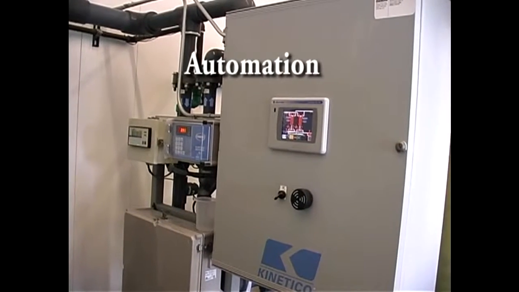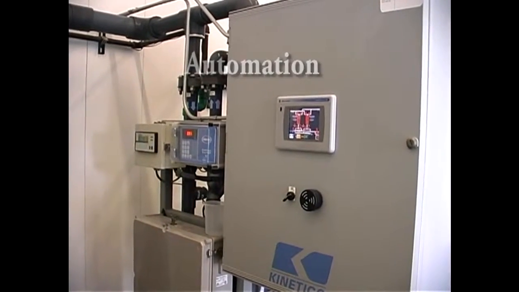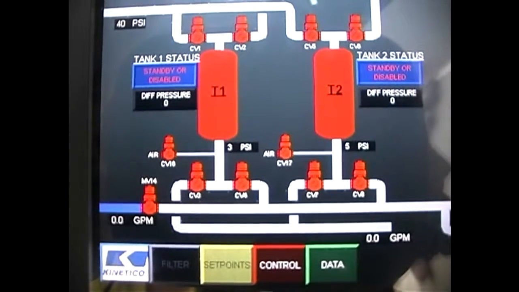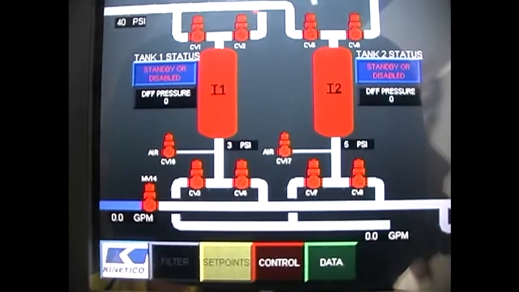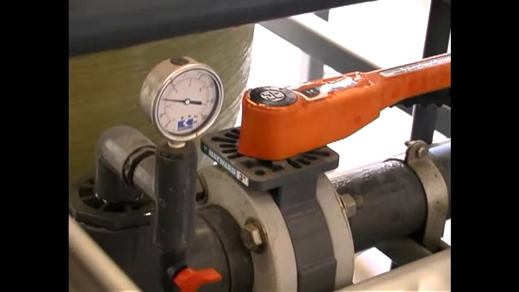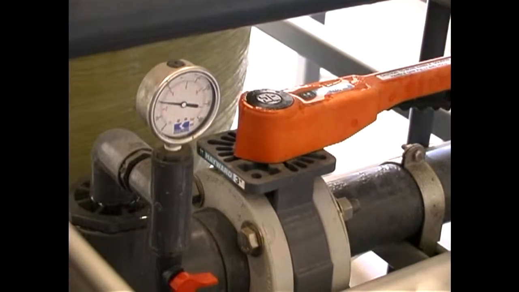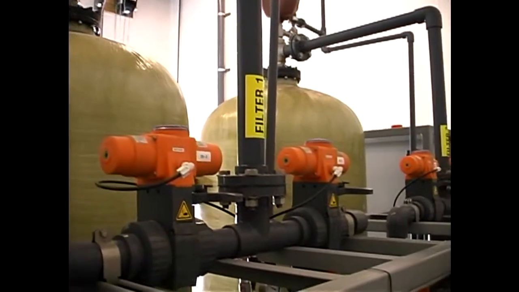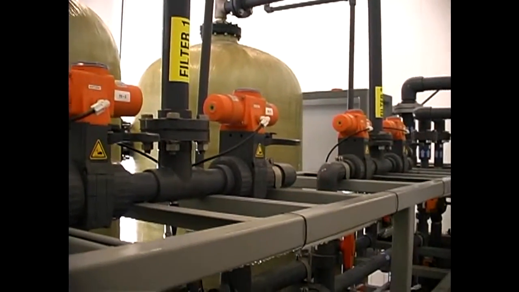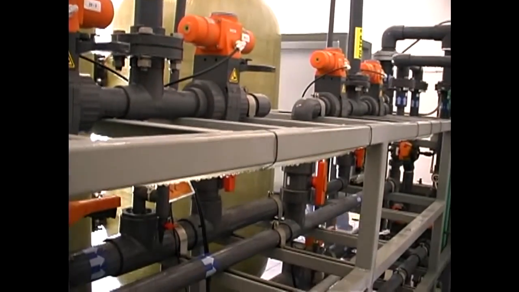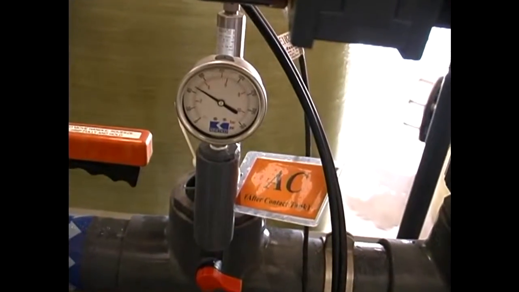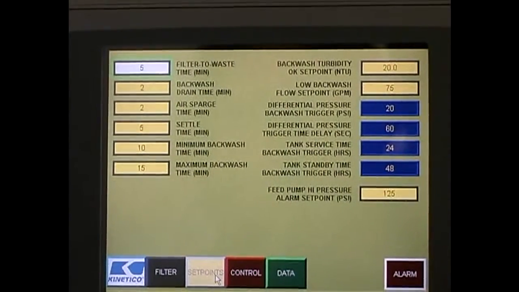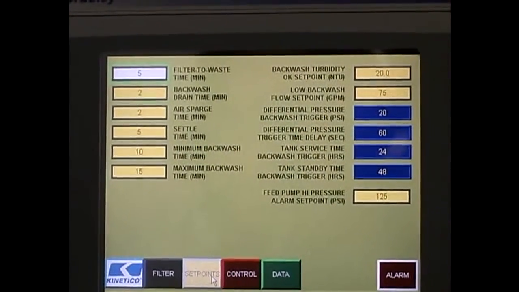Automation. The system is fully automated with an operator interface, programmable logic controller, and modem housed in a central control panel. The filters are operated at a rate of 10 gallons per minute. The pressure drop across the filters is about 15 psi. The filters are automatically backwashed at a pressure drop of 25 to 30 psi. The backwash includes an air sparge, brief settling, and a hydraulic wash at a flow rate of about 55 gallons per minute.